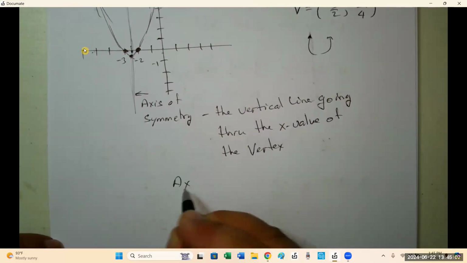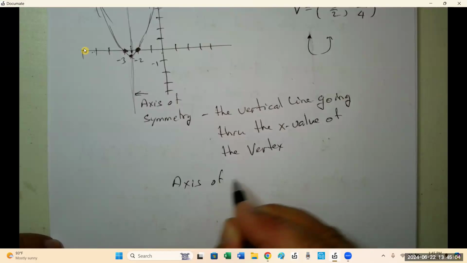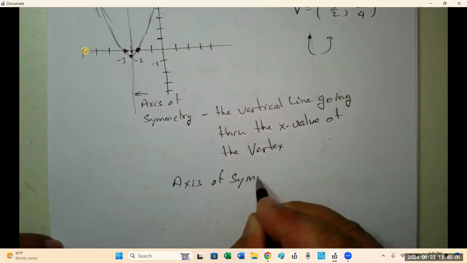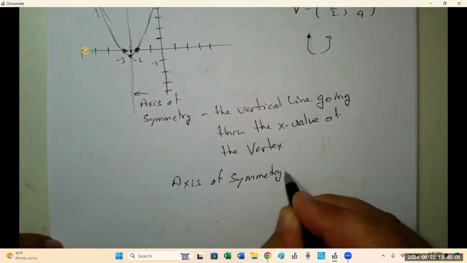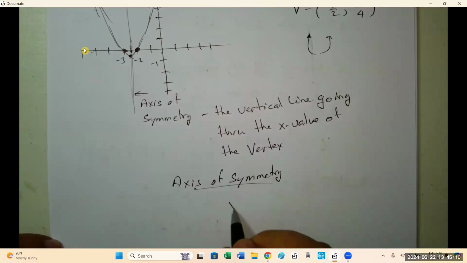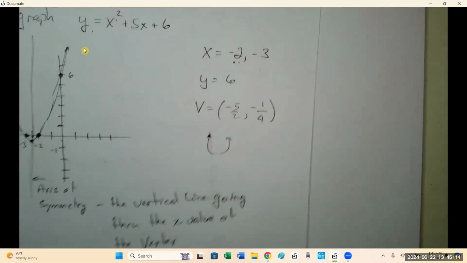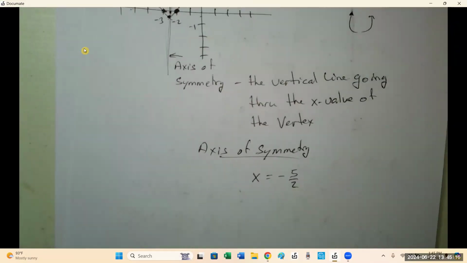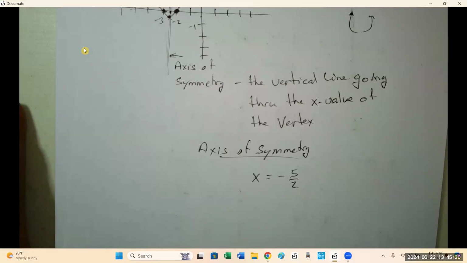So the axis of symmetry of this equation is x equals negative 5/2. It's the x value of that vertex. All right, so let's look at the examples.